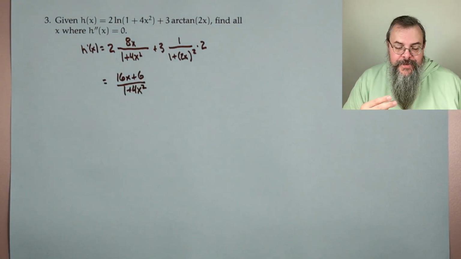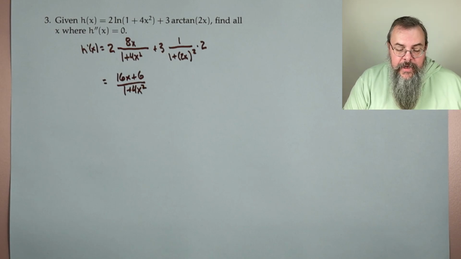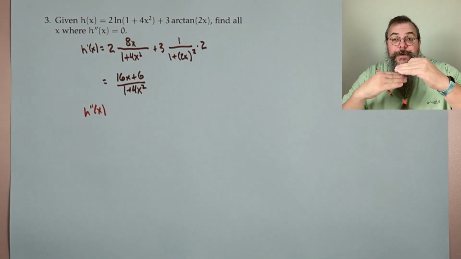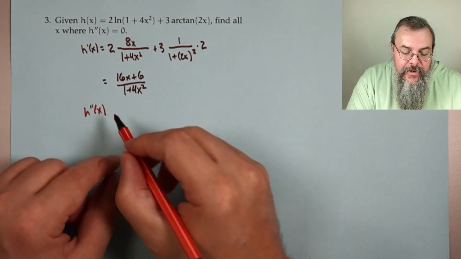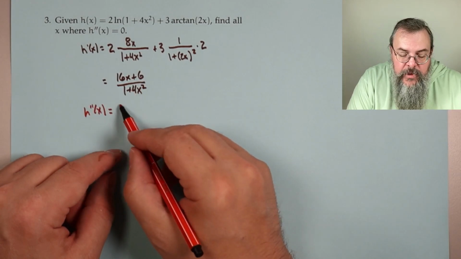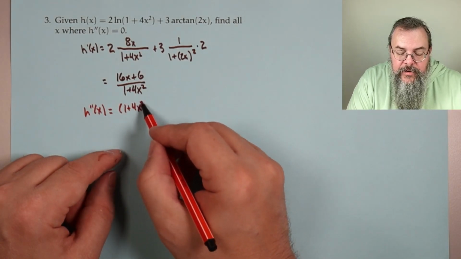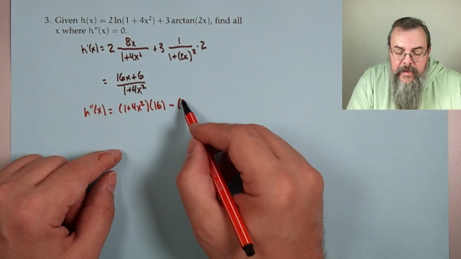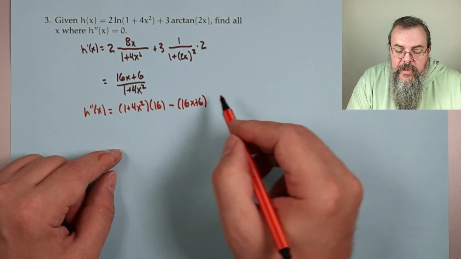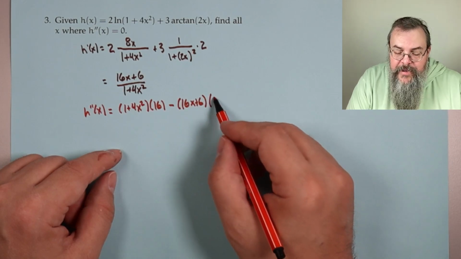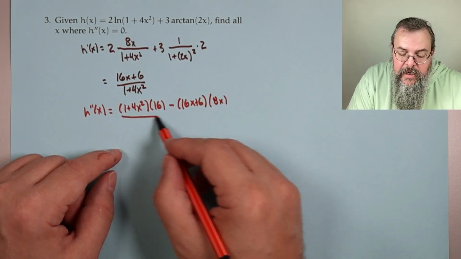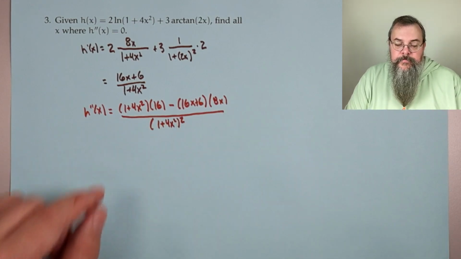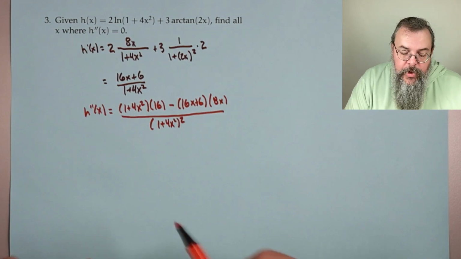Time for derivative number 2. All right, so we have h double prime of x, and what's our rule? Now we have a fraction, quotient rule. So let's work through that. The bottom, or some people like to say low, times d high, so that's 16, minus high, the top, times d low, the derivative of the bottom, 1 plus 4x squared, 8x, divided by the bottom term squared.